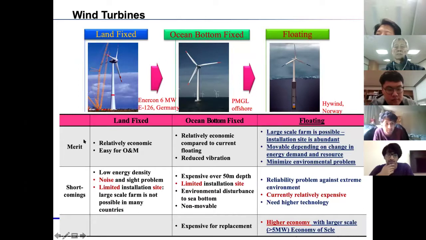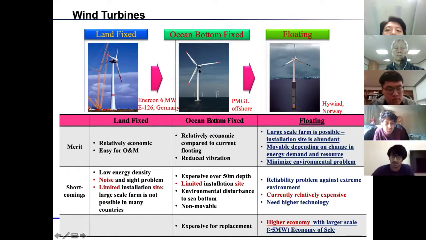The merit of the land fixed is that it's relatively economic, as you all know, as compared to the other ones, and it is easy for maintenance and operation. The second one is the ocean bottom fixed. At the ocean, we all know the winds are really fast, so this is better for production, but the installation is a little more expensive than the left one, and it has reduced vibration.